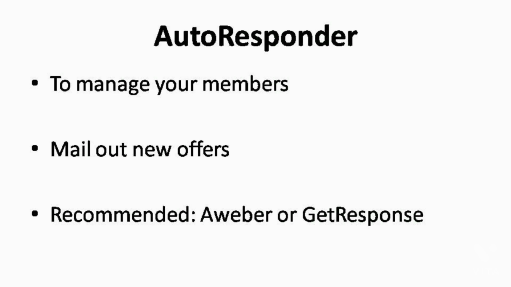Last, creating your own autoresponder account is essential too. An autoresponder helps you to manage your members. What you need to do is upload the members to the autoresponder. This way, whenever you need to mail out a new offer or newsletter to your members, you can broadcast it in your autoresponder. It gives you the function to schedule the time to mail out to your members, so you can upload your emails ahead of time and schedule them. I would recommend that you use either Aweber or GetResponse. Both of these are reliable and, most importantly, low cost.